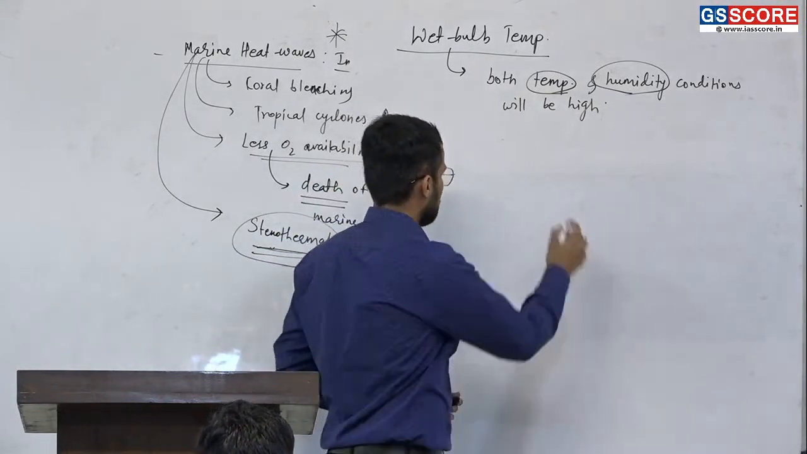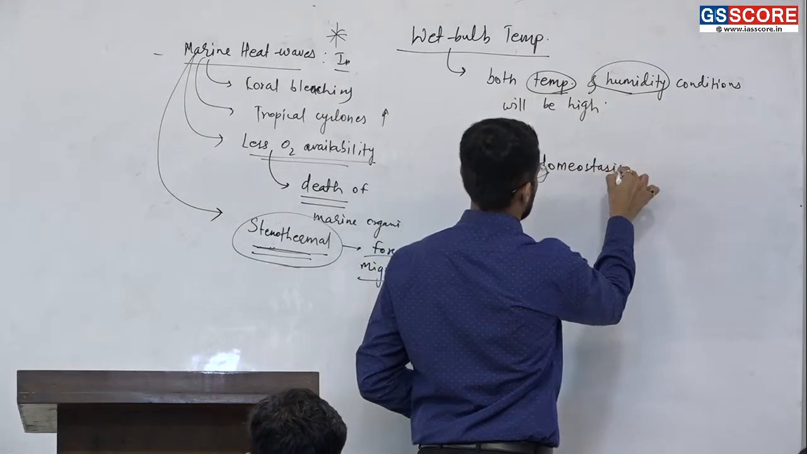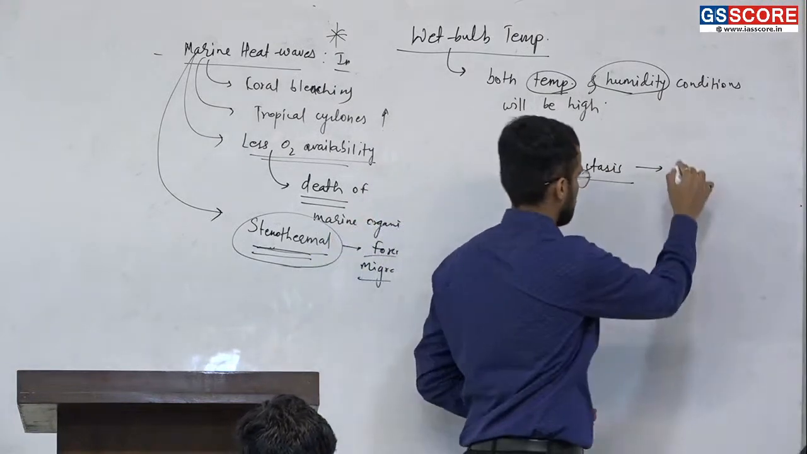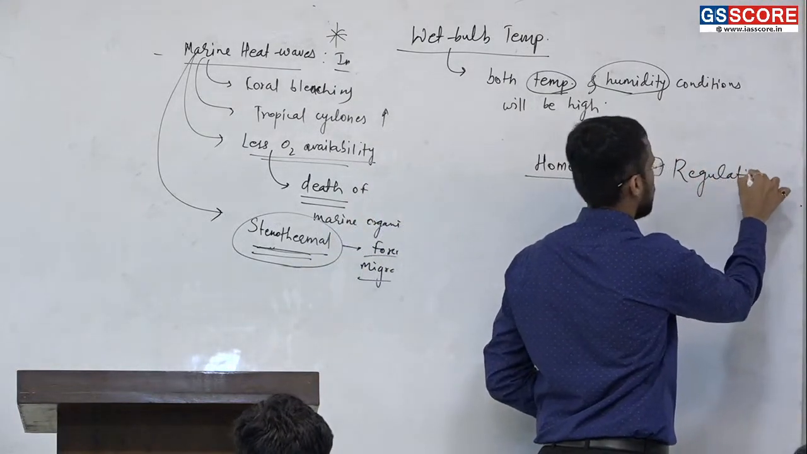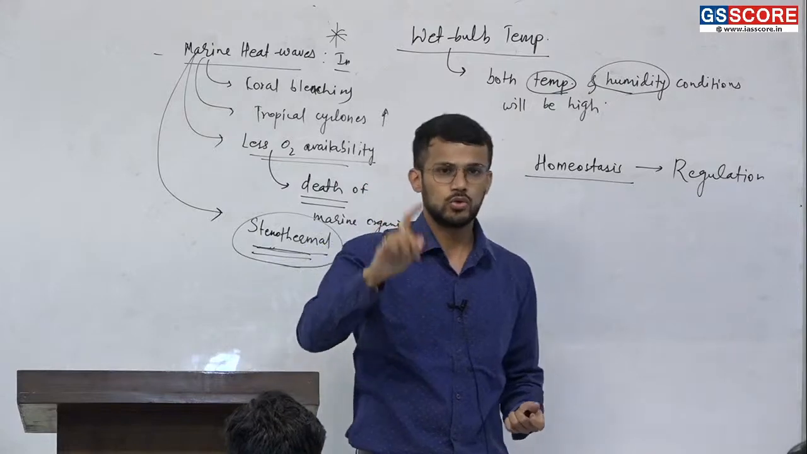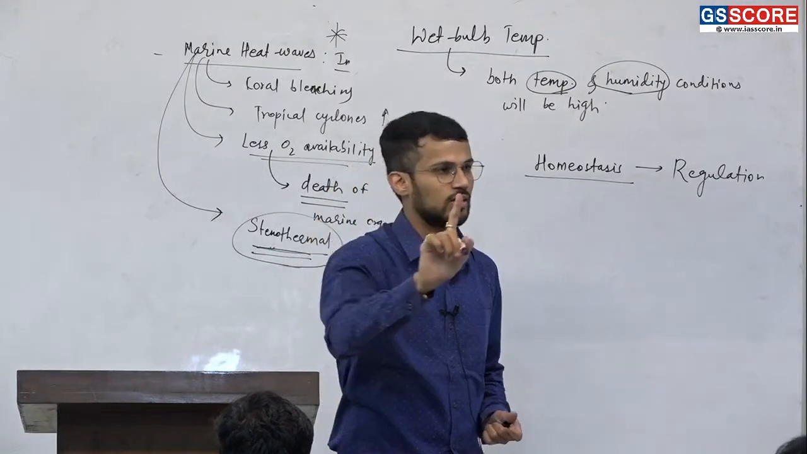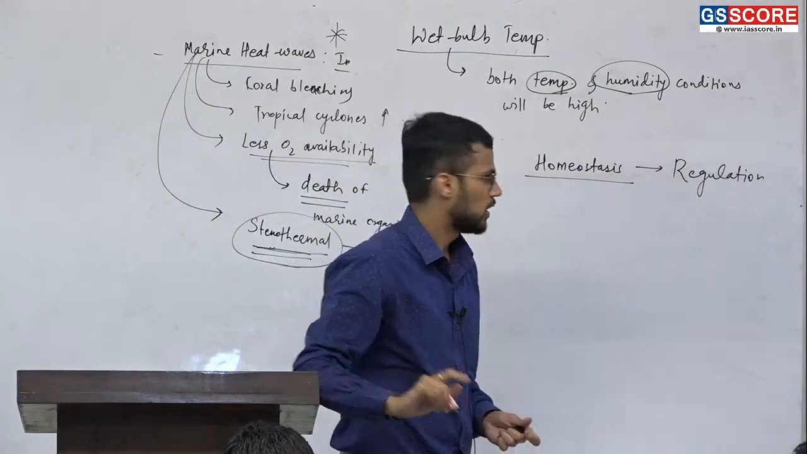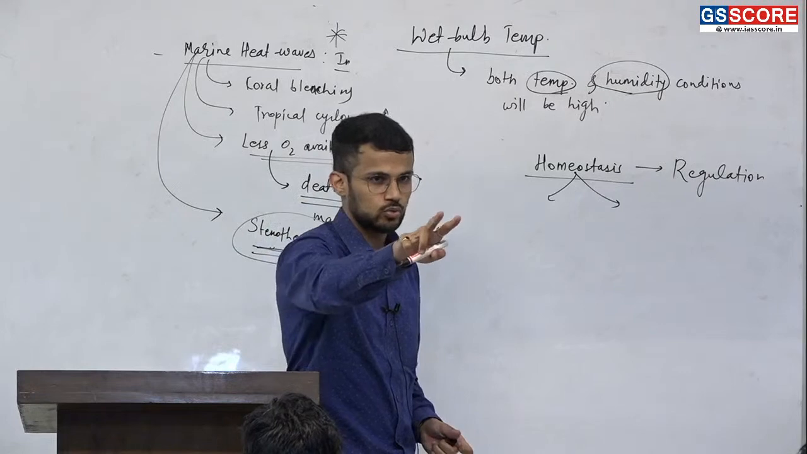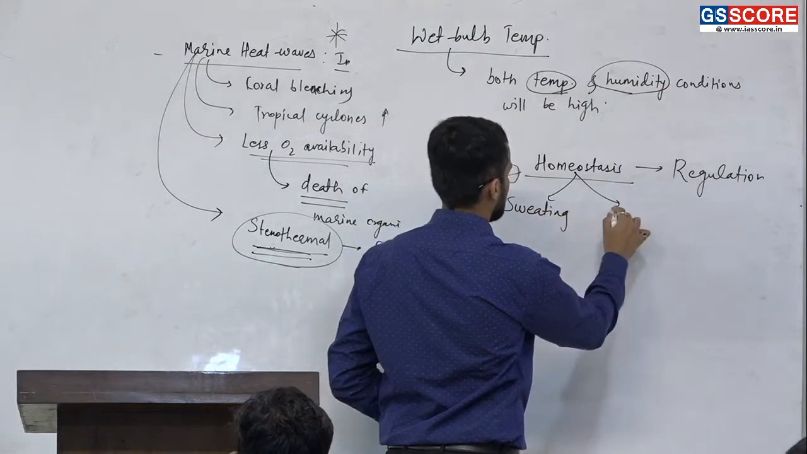Fine. So, human beings exhibit the ability of homeostasis. It is a kind of response called regulation. We can regulate our body temperature so that we will be able to maintain our internal environment at 37 degrees Celsius. That is the body temperature that we have. And homeostasis in human beings is exhibited through two processes. Which are there? Sweating and shivering.